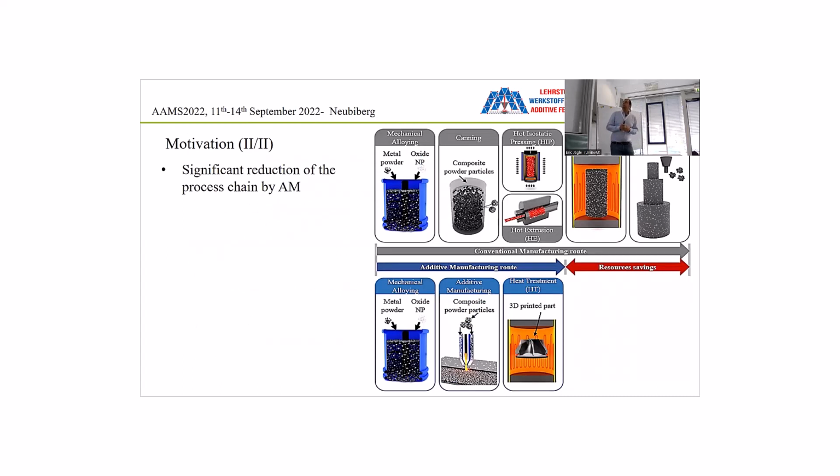So now we're going to talk a bit about why we should consider it for AM. I mean, there is a conventional manufacturing route, so you can manufacture these materials. So why should we do this with AM? Why is it important?